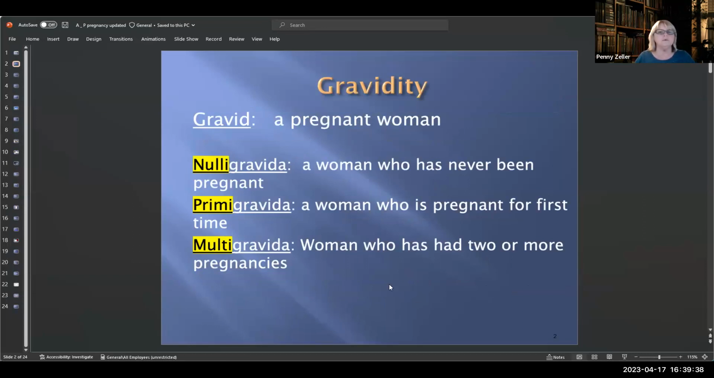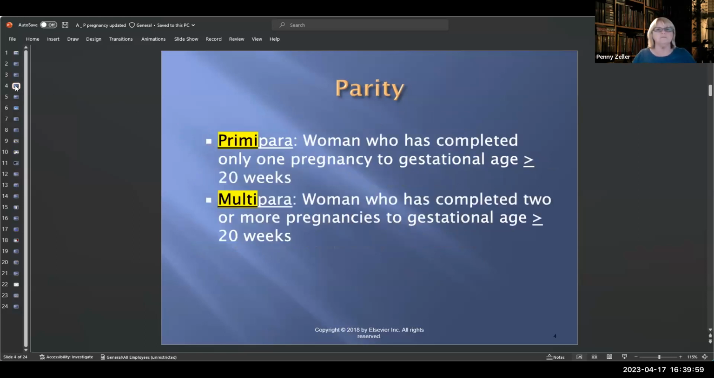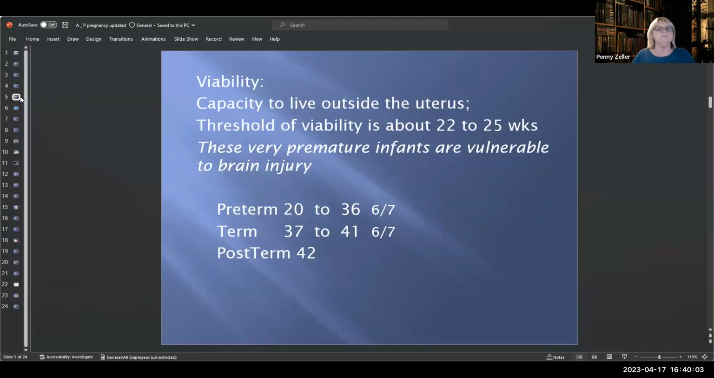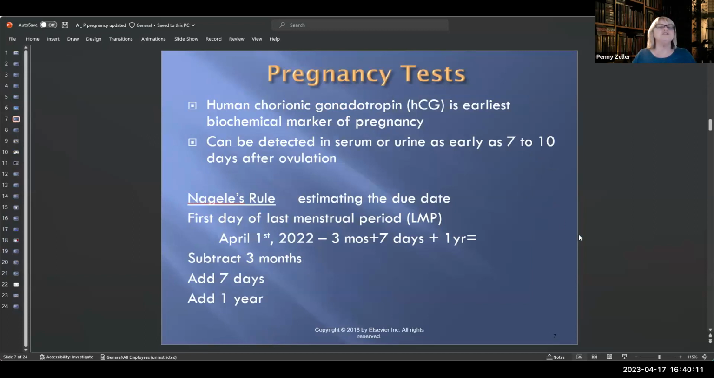So remember nulligravida, primigravida, multigravida, parity, age of viability starts at week 20. Viable means the ability to live. We went through GTPAL. So human HCG, that's what those little pregnancy tests you can buy over the counter test for. HCG is the earliest biochemical marker of pregnancy, either in the blood, the serum, or in the urine. It's detectable as early as 7 to 10 days after ovulation.